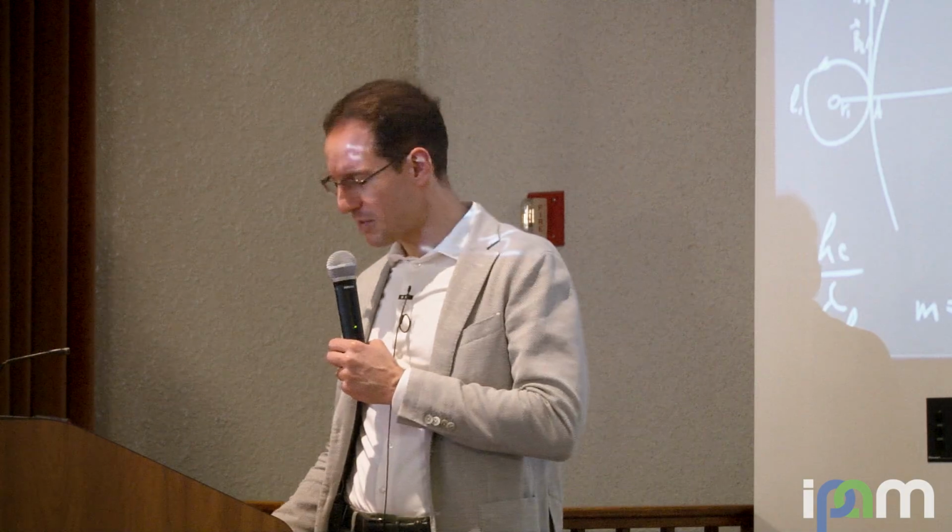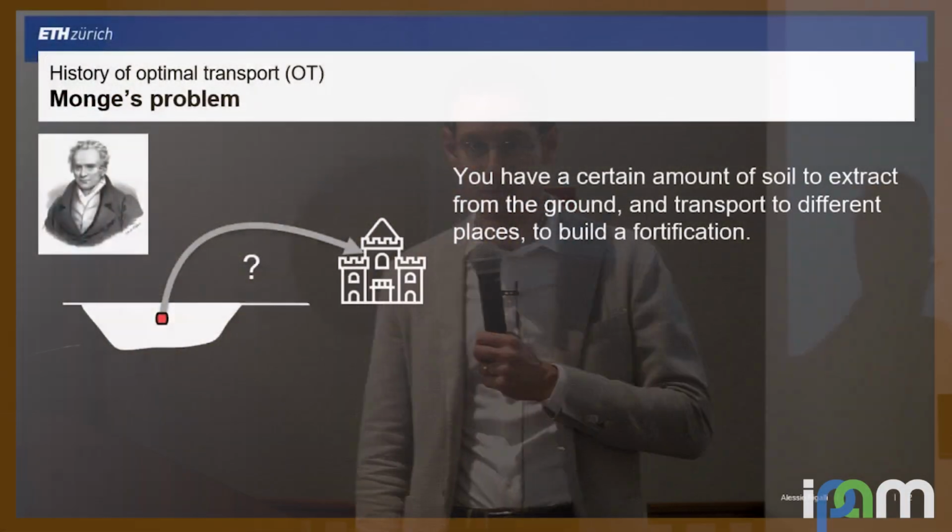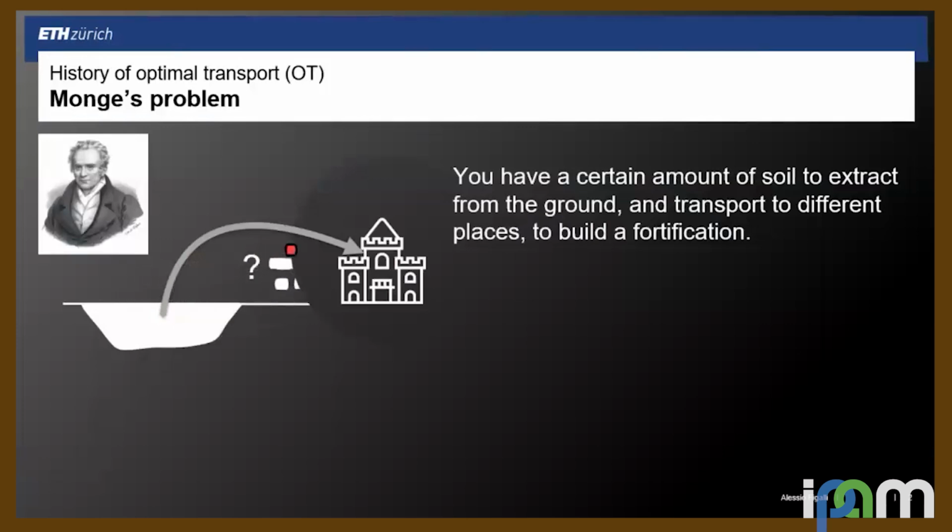We're talking about OT transport. The first name to mention, when you talk about OT transport, is always Gaspard Monge. So Gaspard Monge introduced the optimal transport problem a few years before the French Revolution. And the problem that he was investigating had to do with military applications.